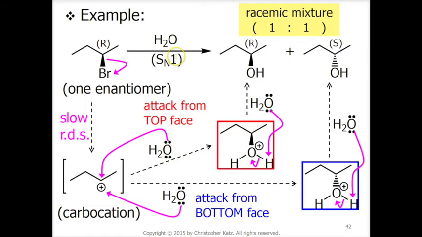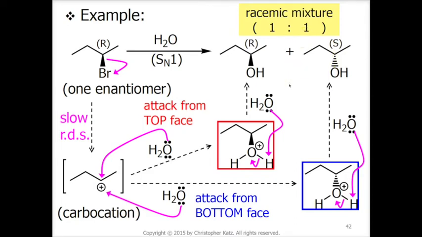You're going to have your water, because there's your nucleophile being water. Your water can attack either from the top face or the bottom face. If it attacks from the top face, it gives you this R species here. If it attacks from the bottom face, it gives you this hydronium species here, which then gets deprotonated to give you this S species over there, to give you the one-to-one racemic mixture.